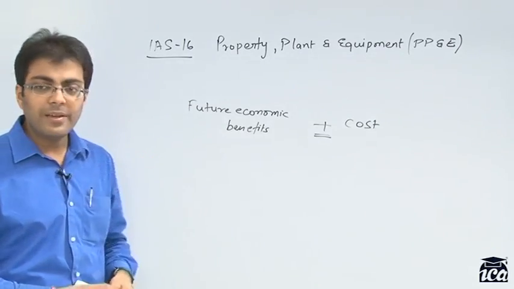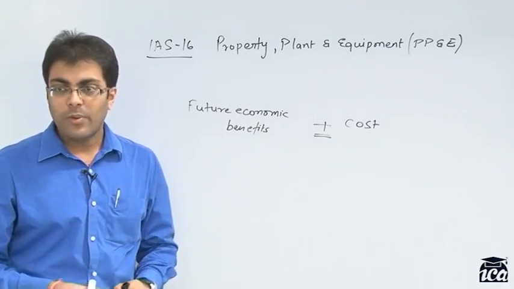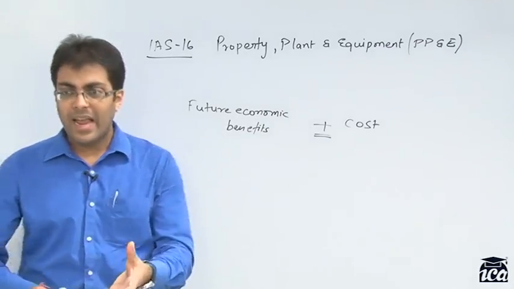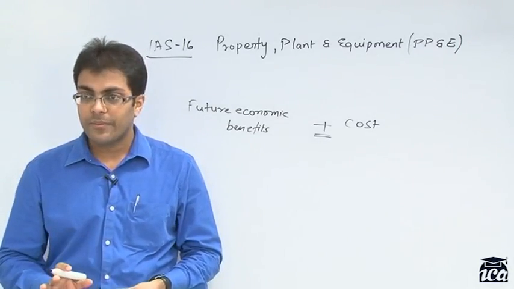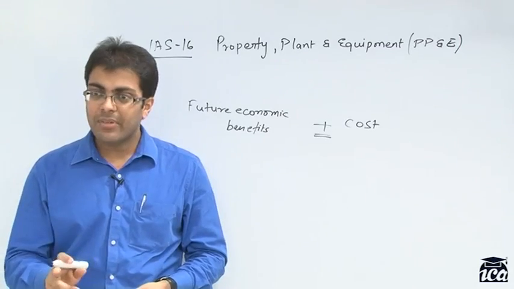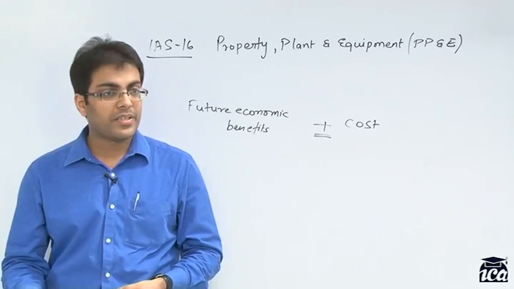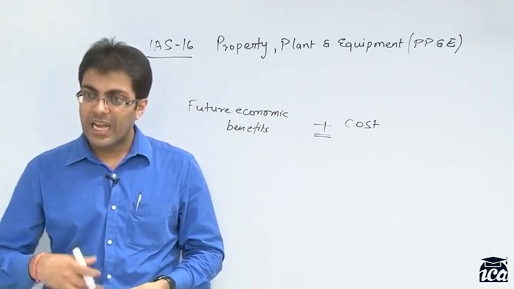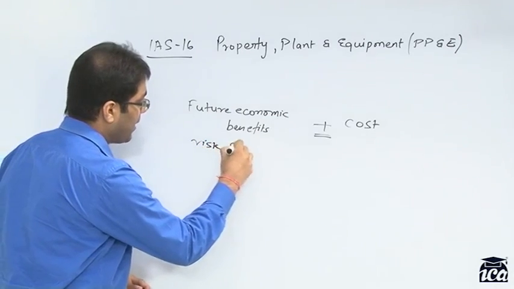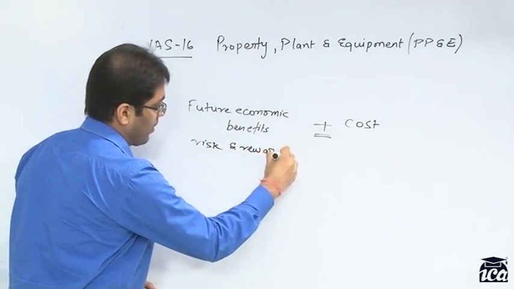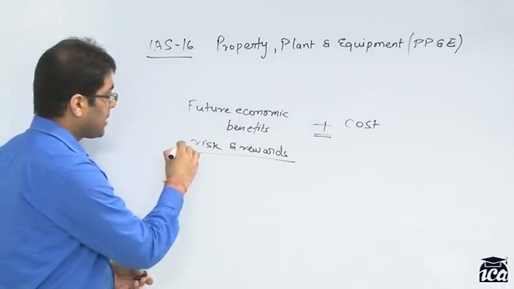This can happen only when the risk and reward with respect to that asset have been acquired by the entity. For example, if I have this asset with me, I know that this asset will produce some goods for me. At the same time, I will be responsible if this asset requires any repairs. So if the asset requires any repairs, I will have to do those repairs. So both the risk and rewards must have been transferred. Okay, that is number one.